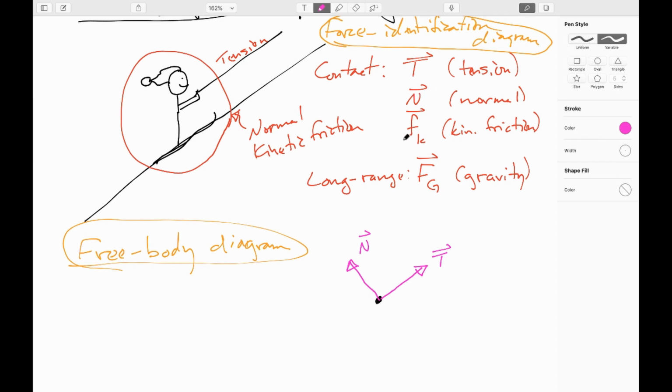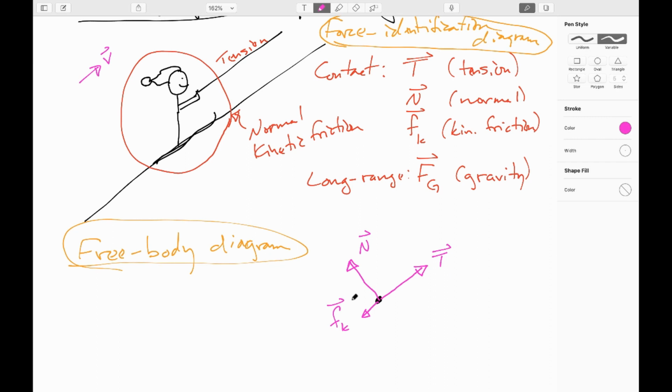All right, next on the list, kinetic friction. Friction will always be parallel to the surface. The only question is, is it going up or down the surface? And for that, we would have to know some details. Well, here, if you're being towed up the mountain, your velocity is going up the mountain. That means that friction is trying to oppose the motion, and it has to be parallel to the surface. So we can put in F sub k.